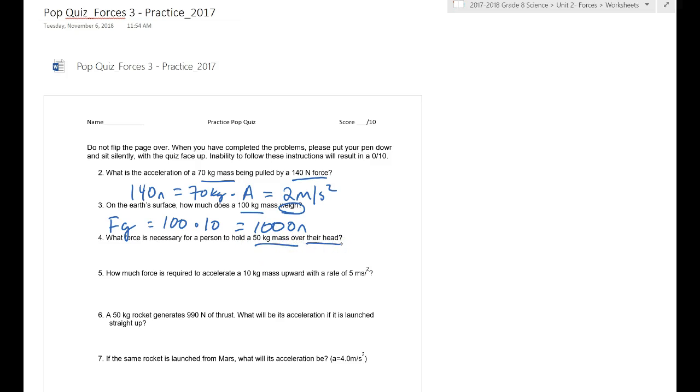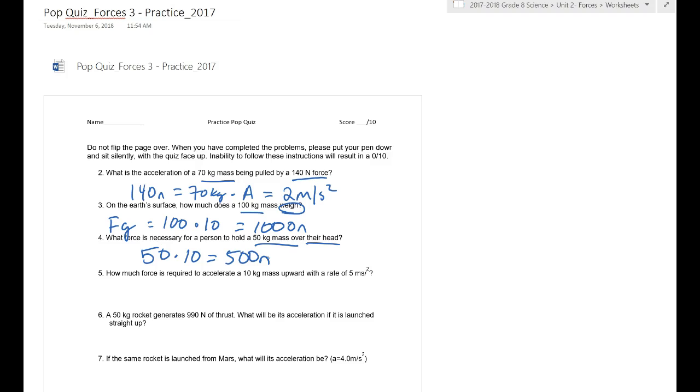What force is necessary for a person to hold 50 kilogram mass over their head? We're just talking about holding it there. We're not talking about moving it or throwing it up. We are just talking about holding it above your head, which means we are supporting its weight. 50 kilograms times 10 meters per second squared, 500 newtons.